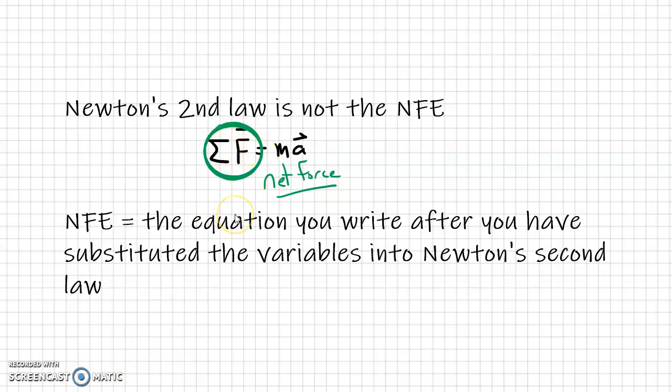The net force equation is what we're going to get after we've substituted variables into Newton's second law. So it's going to look something more like this. Instead of seeing sigma F there, you're going to see something maybe like this. Maybe it'll be a force applied plus, I don't know, the force of friction or something to that nature. And that's going to equal the mass times acceleration. And of course, acceleration is a vector here as well. So again, this is the net force equation.